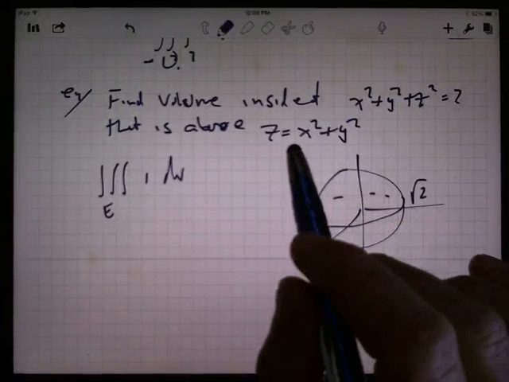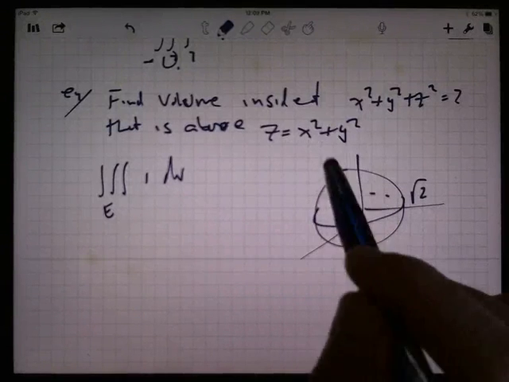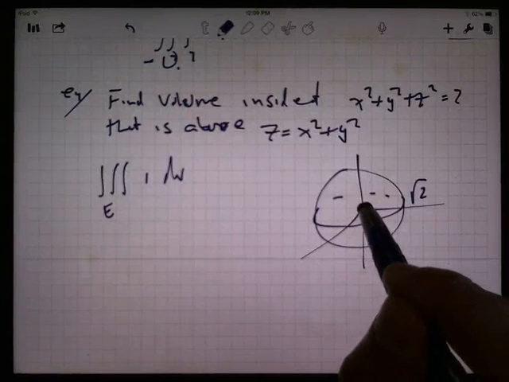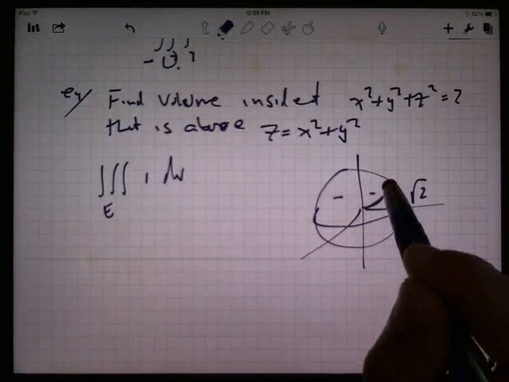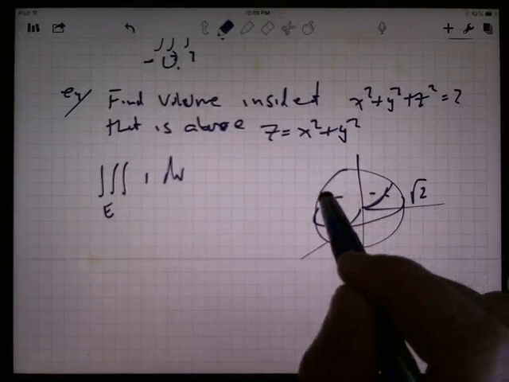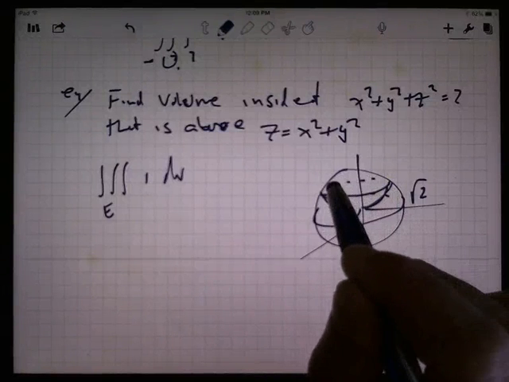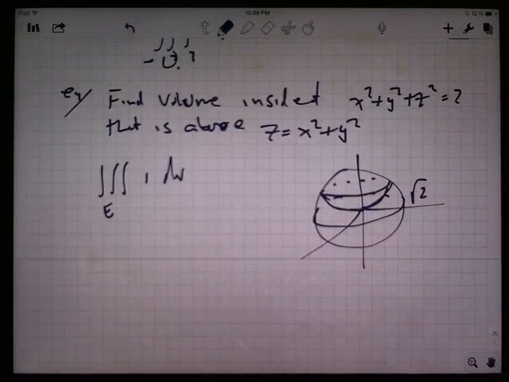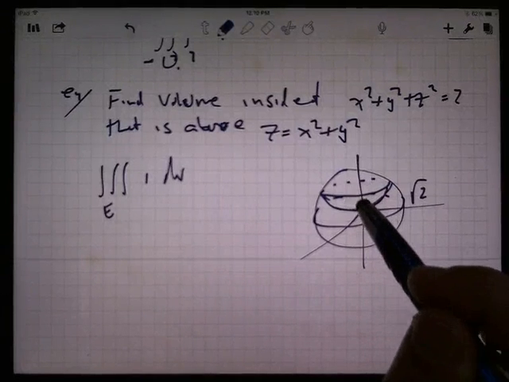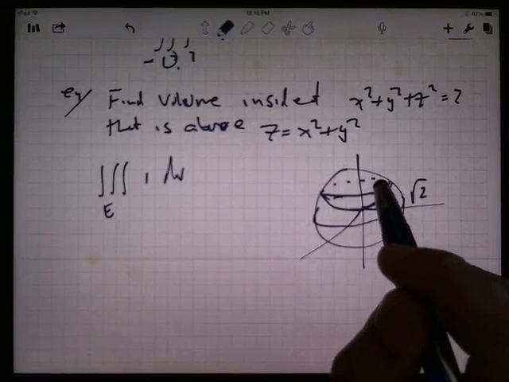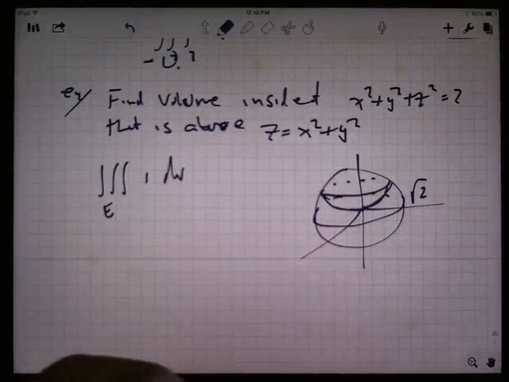Okay. So inside of that, and that's above this thing. So I've got this paraboloid opening upward here, and this goes up. Those two things will intersect in some circle up there somewhere. And it looks like I'm looking for the volume of that thing in there, bounded below by the parabola and bounded above by the sphere.